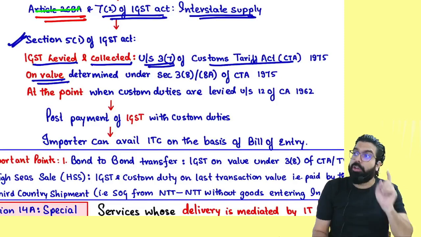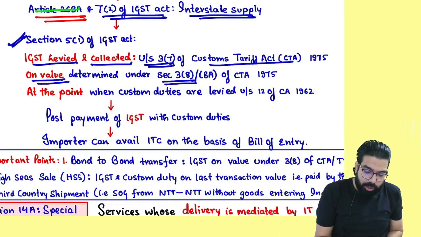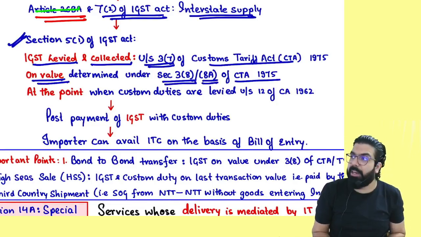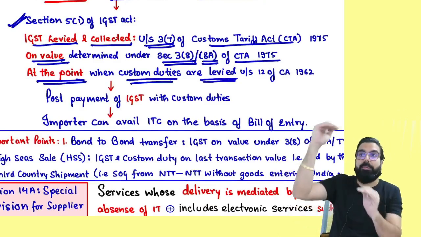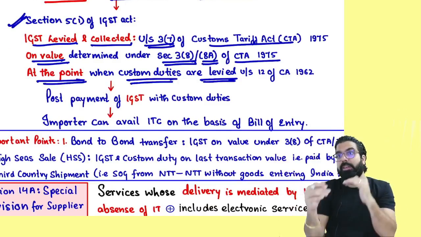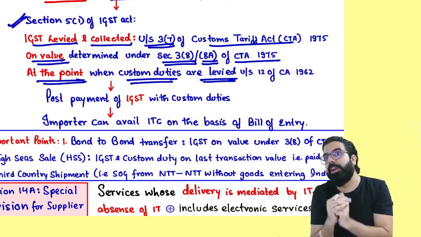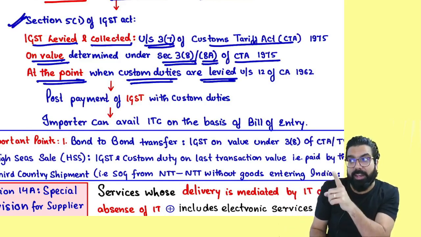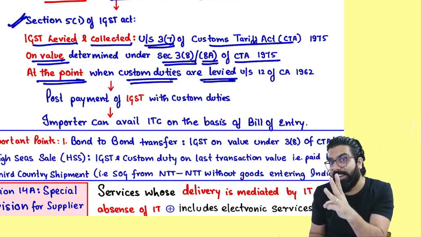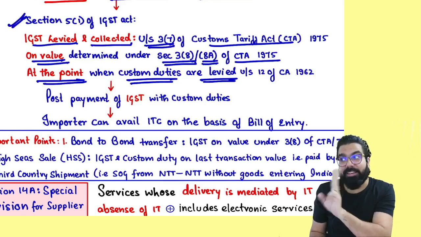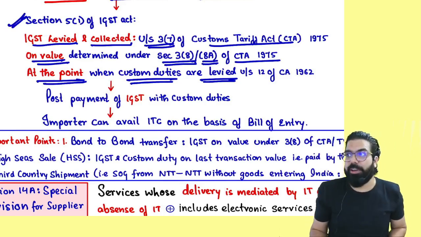On which value? On the value which is determined under the Custom Act under section number 38 or 38A of the Custom Tariff Act, at the point when custom duties are levied. So when custom duty is charged, the IGST is charged on the goods which are imported into India. But remember one thing, if the importation is of online money gaming, yes, everyone, for that custom duty is not there. IGST is charged under the GST Act. I hope this point is clear to all.